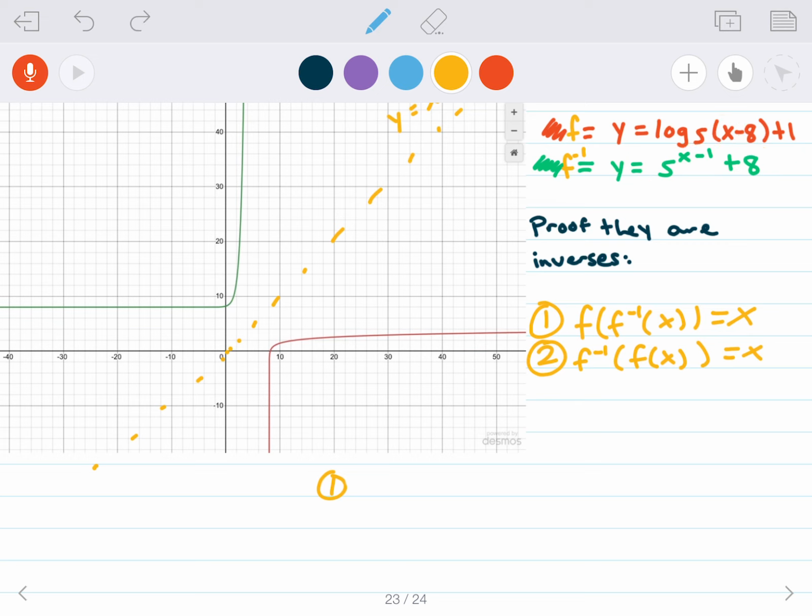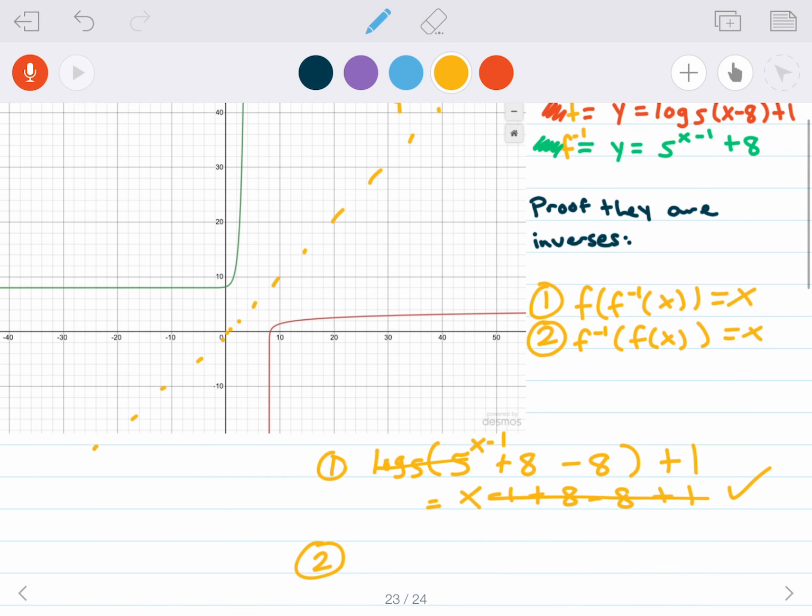So let's go ahead and do that. F of f inverse is going to be log base 5, and instead of x, we're punching in f inverse, 5 to the x minus 1 plus 8, and then we still have that minus 8 plus 1. Log base 5 and 5 cancel. We have x minus 1 plus 8 minus 8 plus 1, and of course that all goes to 0 to just leave us with x, so that first condition is met.